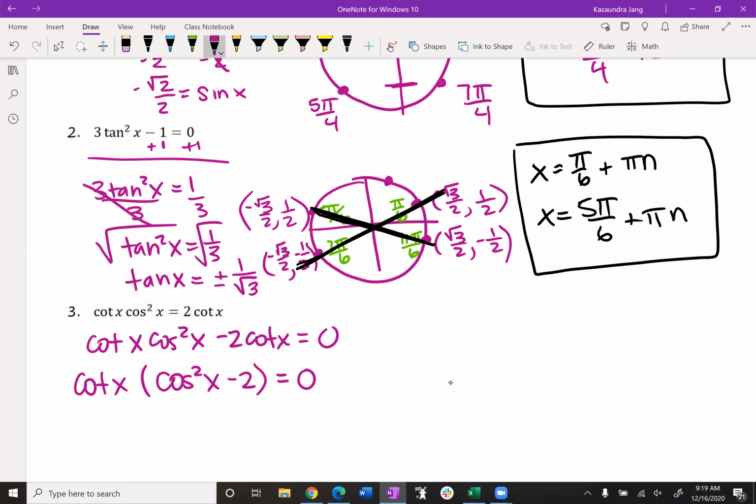So I factored out my cotangent, and actually, I think I don't need to use identities on this because I can set my factors equal to 0. I think you guys have done this with a lot of algebra before. You set your factors equal to 0. These are like trig in each factor, but the same rule applies.